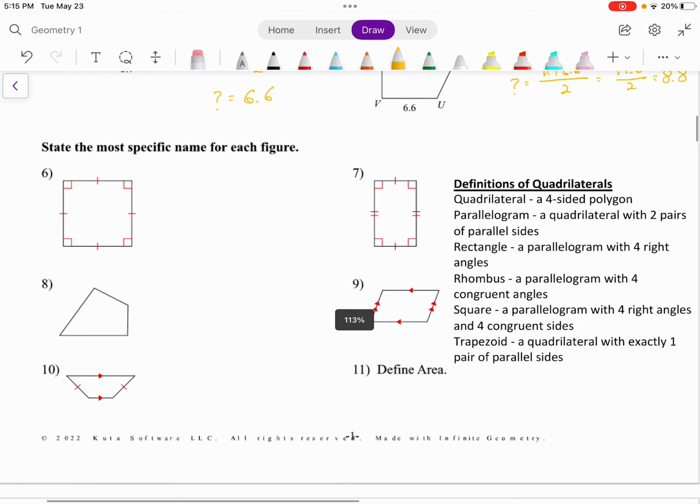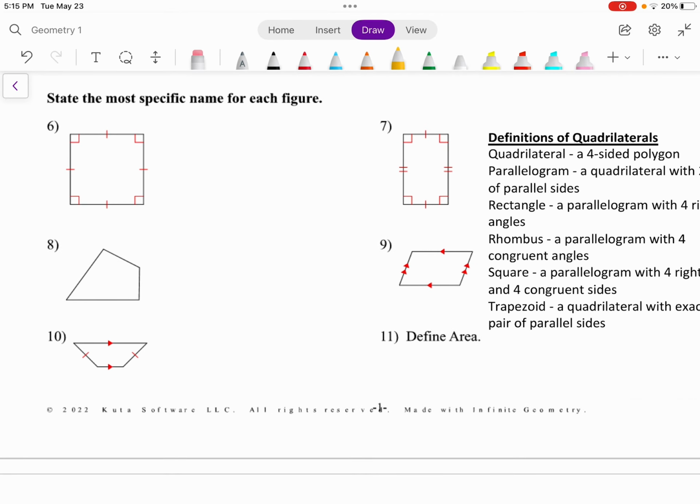And getting down to the bottom of the page, state the most specific name for each figure. So these are quadrilaterals, so you need to make sure you know your different quadrilateral definitions. This first one, number 6, all sides are congruent and all angles are 90. So it is a type of rectangle and it's a type of rhombus, but more specifically, this one is a square, because we want to put the most specific name. Number 7, we have right angles, and the sides are not congruent. So a rectangle is a parallelogram with 4 right angles. And so this is a rectangle.